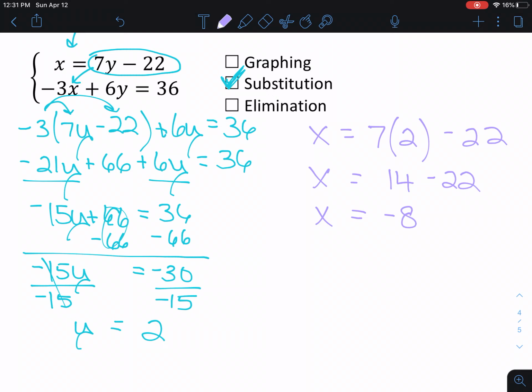Okay, so then lastly, you just need to write it as an ordered pair. X is negative 8, so that's going to go first. And then y is 2, that'll be second. And there's my solution to my system. In this case, we solved it by substitution.